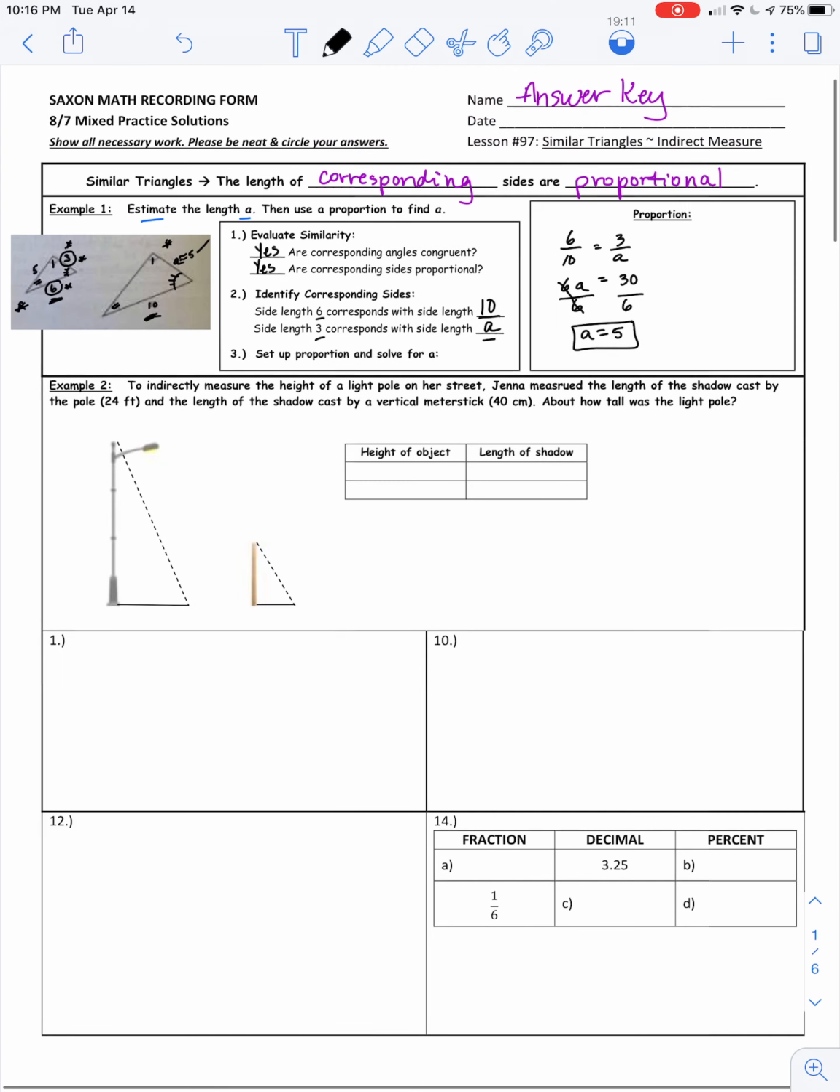Example 2 says, to indirectly measure the height of a light pole on her street, Jenna measured the length of the shadow cast by the pole as 24 feet and the length of the shadow cast by a vertical meter stick as 40 centimeters. About how tall was the light pole?